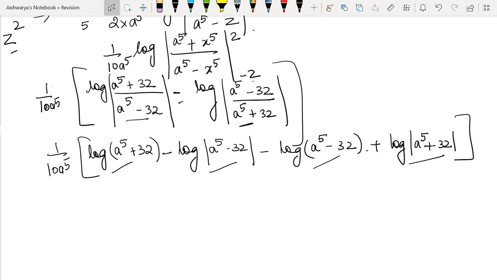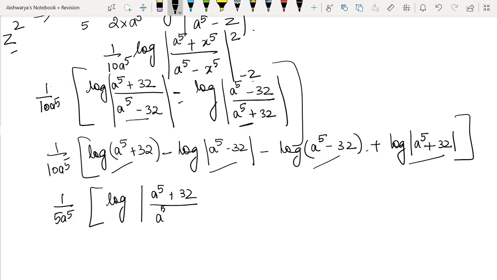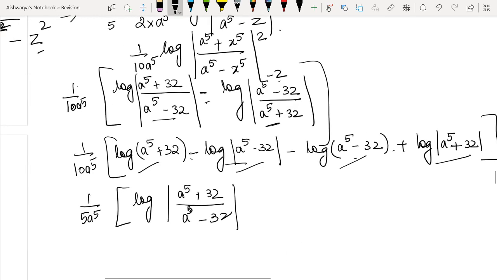So when I add, I will get a 2. So I will bring the 2 outside. 2 by 10 is 1 by 5. So 1 by 5 a power 5 will come outside. And inside the bracket it will be log of a power 5 plus 32 divided by a power 5 minus 32. Because there is a minus, when I add this it will become 2. 2 has come outside. So balance only this will remain. It will come to the denominator.